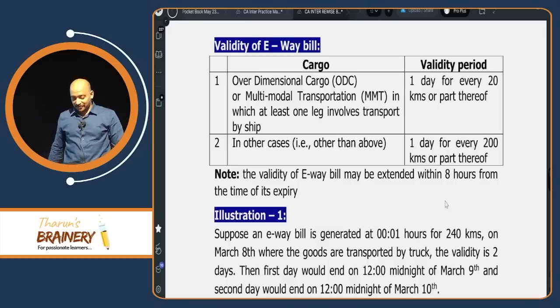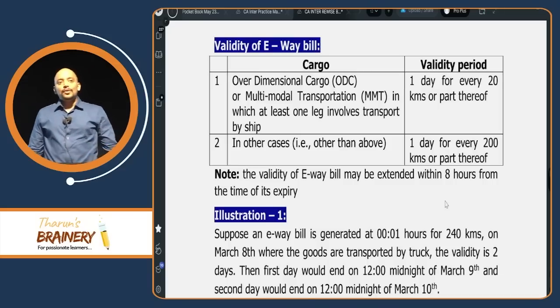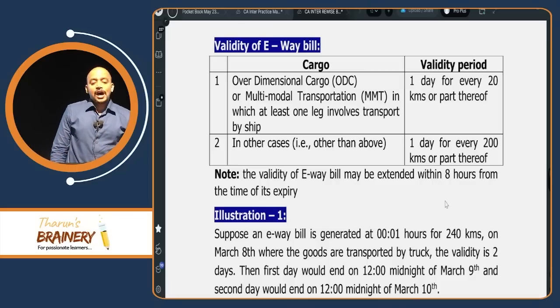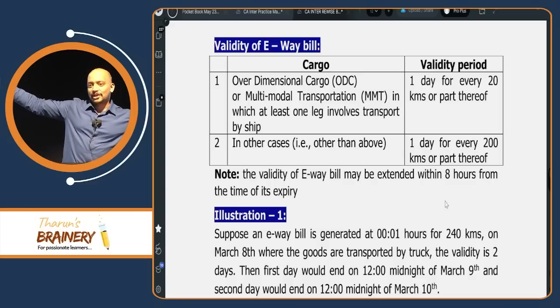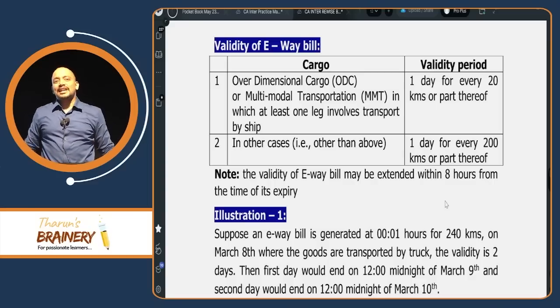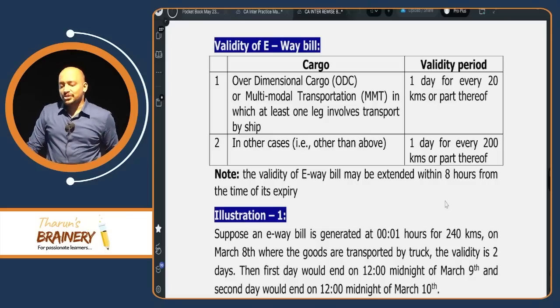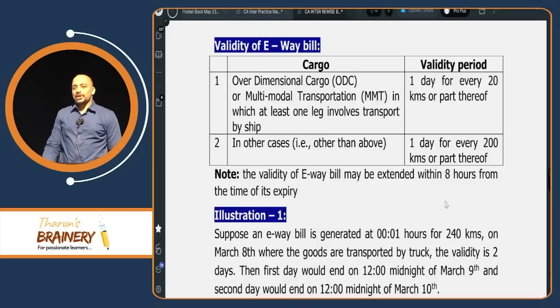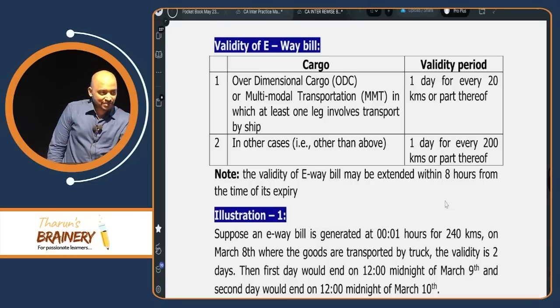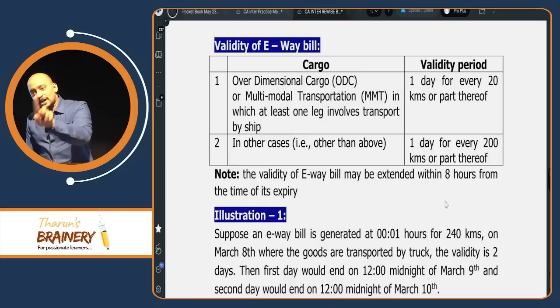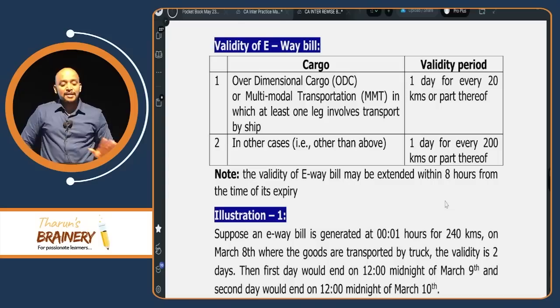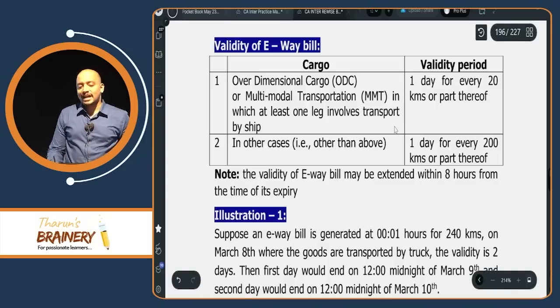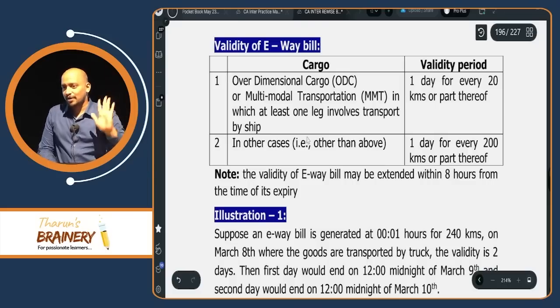So what is the validity of e-way bill? In case of over-dimensional cargo or multi-mode transportation. Over-dimensional cargo means what? Big lorry. So length will be big. Like they are carrying some turbine parts or aeroplane parts, etc. Or multi-mode transportation. Multi-mode transportation means up to some distance by roadways, thereafter by waterways, thereafter by railways, like that. Multi-mode transportation in which at least one leg is by ship, means waterways. So up to some distance at least we are transporting by waterways.